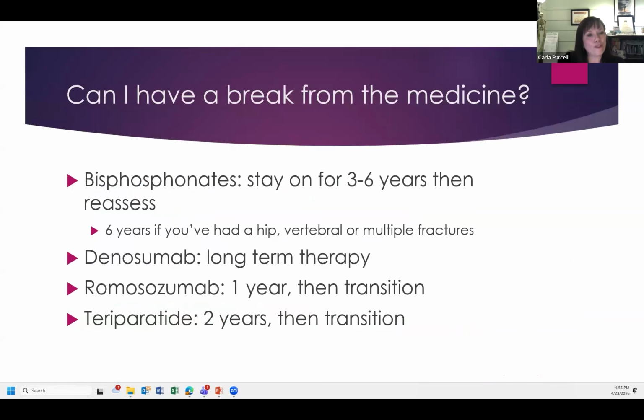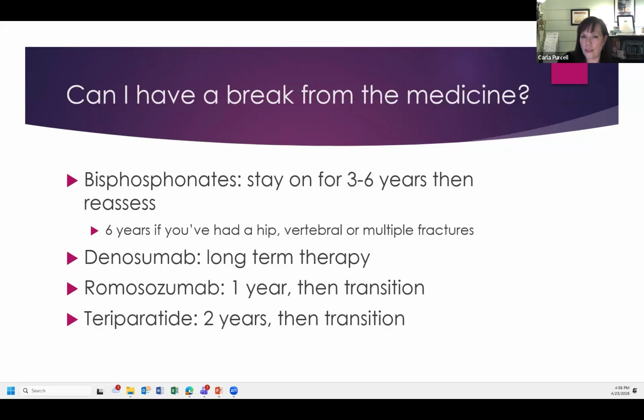So, can you have a break from it? The recommendation is yes. So if you're on the medication for a while, you come off of it, and it allows that risk of those side effects to go down. So Osteoporosis Canada recommends that you stay on the medication for 3 to 6 years and then have it reassessed.